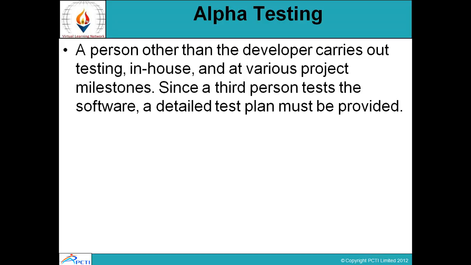Next is alpha testing. In alpha testing, a person other than the developer carries out the testing in-house and at various project milestones. Since a third person tests the software, a detailed test plan must be provided. That's because the developer who developed the software is unaware of what mistakes he made in developing it. So another person rather than the developer tests what mistakes are in the software, and the third person tests for his mistakes. That is alpha testing.